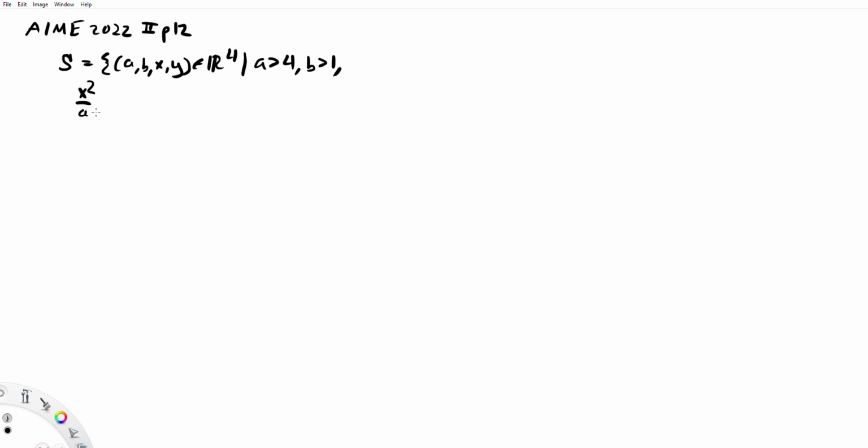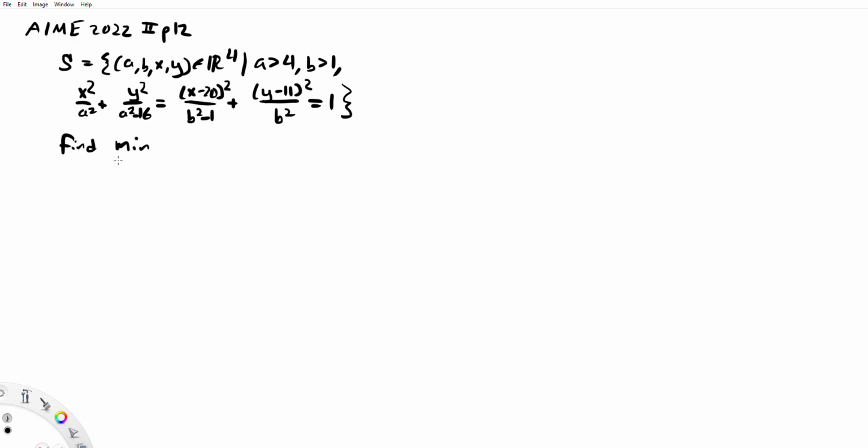x squared over a squared plus y squared over a squared minus 16 equals (x minus 20) squared over b squared minus 1 plus (y minus 11) squared over b squared equals 1. And the problem is to find the least possible value of a plus b. So in other words, find the minimum over all (a, b, x, y) in S of a plus b.